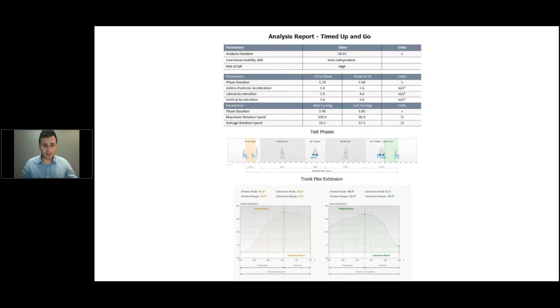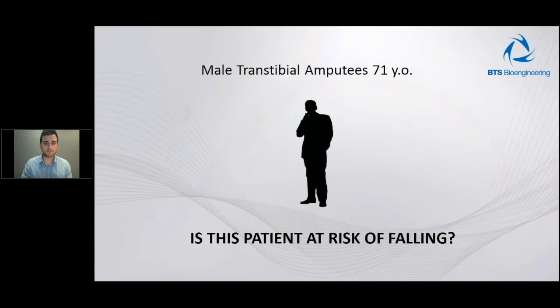Now, to better understand the potential of the system in characterizing the falling risk and the situation of the patient, let's present two clinical cases. The first one is a man of 71 years old with transtibial amputation. To determine if the patient is at risk of fall or not, we performed the Timed Up and Go test on the patient.